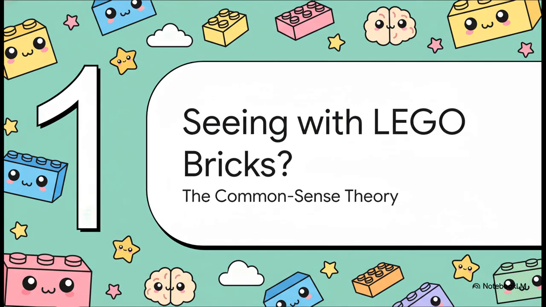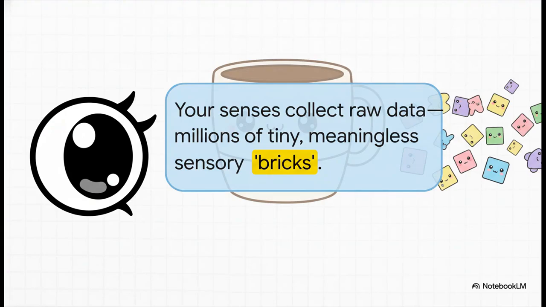All right, first up, the common sense theory. The fancy name for it is empiricism, but let's just call it the Lego brick theory. Trust me, it's the perfect way to get your head around it. So the basic idea here is that your senses are just dumb collectors. Your eyes don't actually see a table. They just see little patches of brown, some bits of shadow, maybe a straight line here and there. Each one is a separate, totally meaningless little Lego brick of sensation, just raw data with no connection to anything else.